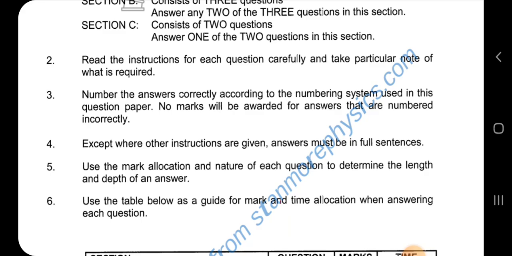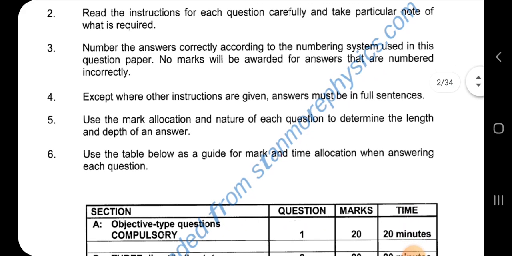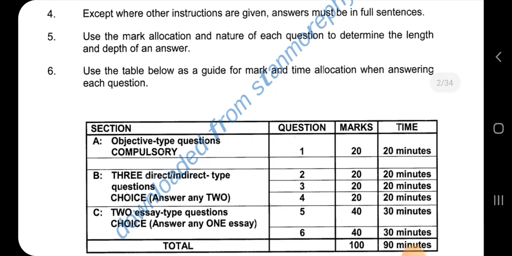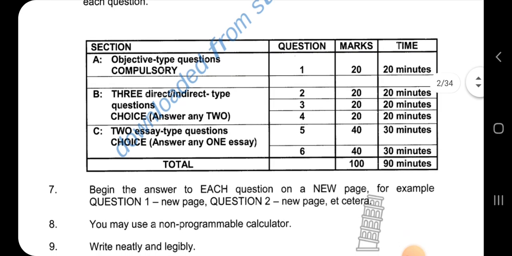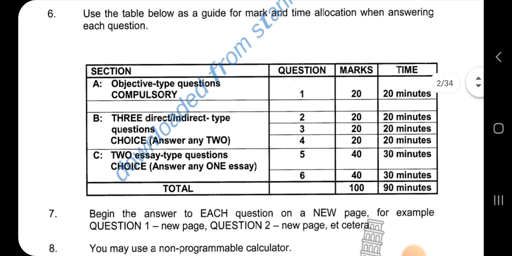Answers must be in full sentences. Use the mark allocation and nature of each question to determine the length and depth of an answer. Use the table below as a guide for marks and time allocation when answering questions. So for section A, you are required to take 20 minutes, and then for section B, 20 minutes also for each question, and then for question C, you are required to take 30 minutes so that you can be done in an hour.